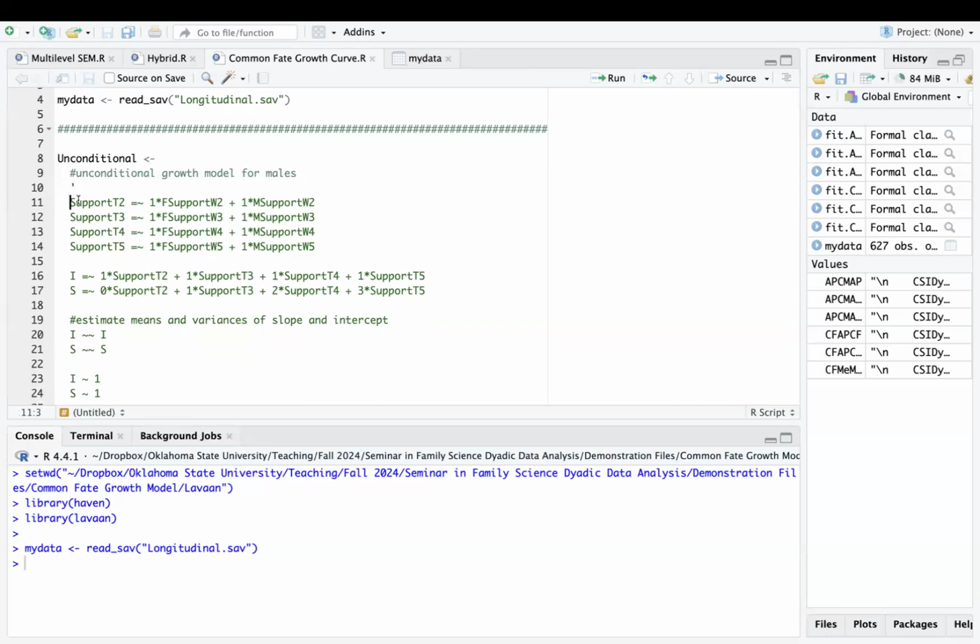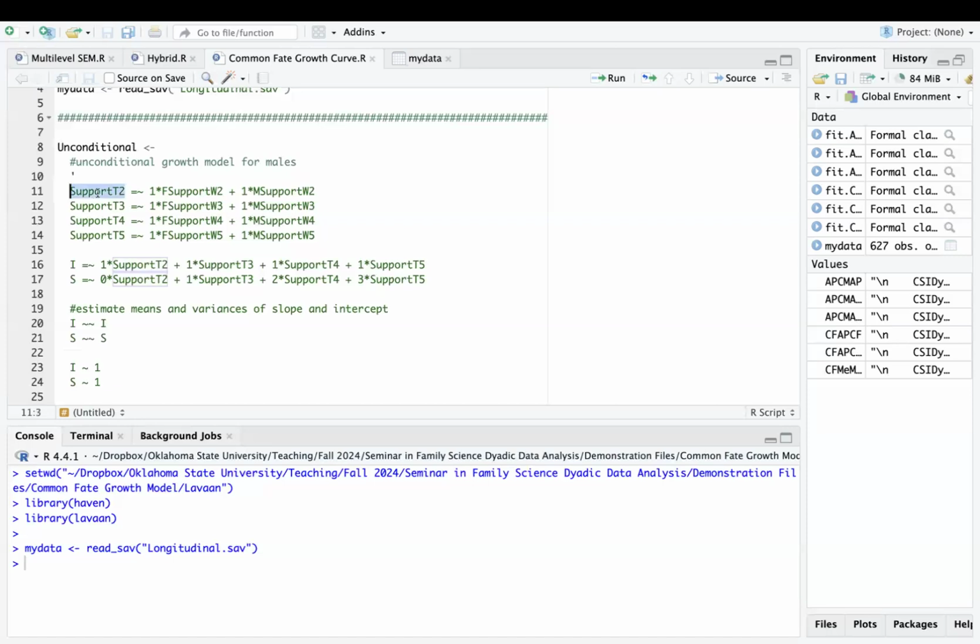So we will first start off by specifying our four common fate latent variables. We are using marital support as our construct that we are going to investigate change in. These variables are from the PAIRFAM data, and these male and female support variables are actually not the best common fate variables. They would be more partner referential items rather than relationship referential items, which you want when you're doing common fates. But I am using them more for illustrative purposes here.